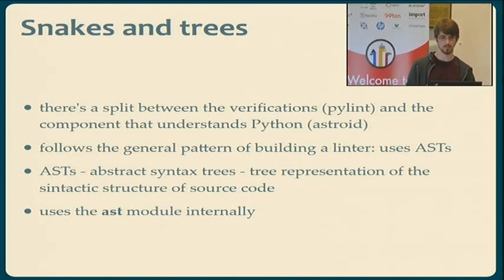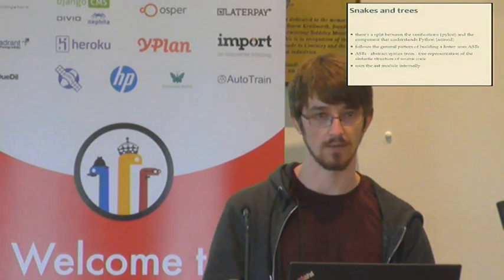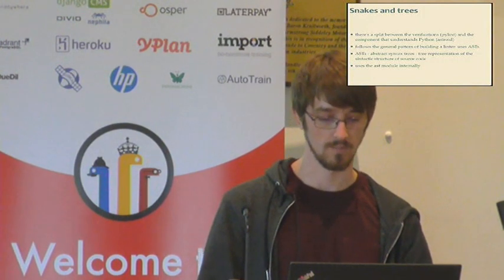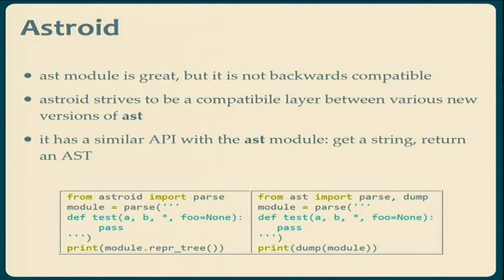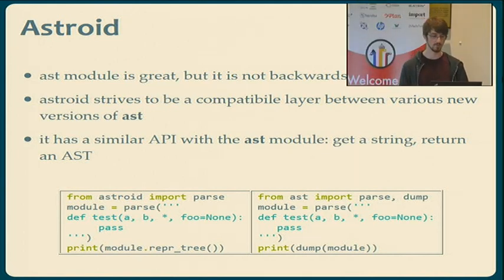If you don't know what an abstract syntax tree is, it's basically a tree representation of the syntactic structure of your code. But the ones provided by Astroid are a little bit more capable than the default ones, because they have some capabilities that are really useful, not only for static analysis, but for other tools as well. Internally, as an implementation detail, we are using the built-in AST module, but we're trying to move away from that. And we'll see in the next slide why. Because it's not backwards compatible, it could change from one minor release to another, from 3.4 to 3.5.